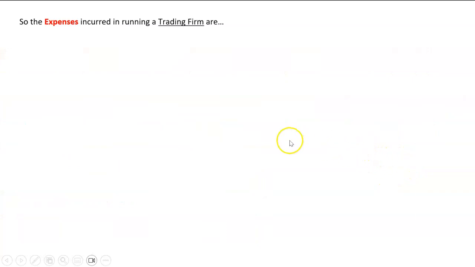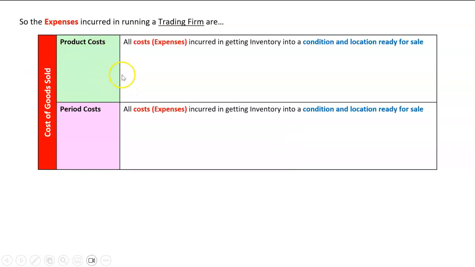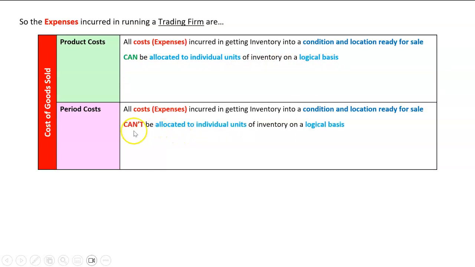So the expenses incurred in running a trading firm are either cost of goods sold, which now actually has two categories, product costs and period costs, or other expenses. Let's look at the definitions here. They're actually identical at this point. A product cost is all costs incurred in getting inventory in a condition and location ready for sale. And a period cost says the exact same thing. So that's how they're similar. How are they different? Well, the product costs are the ones we can allocate to individual units on a logical basis, and the period costs are the ones that we can't allocate to individual units on a logical basis. What does logical basis mean? Well, we'll look at that when we do some examples later.